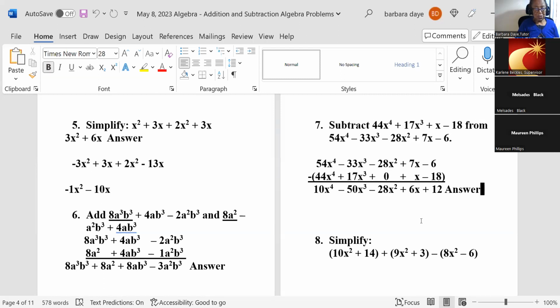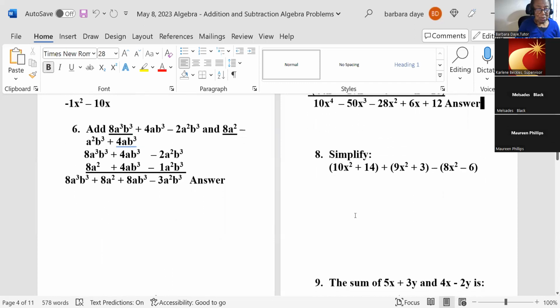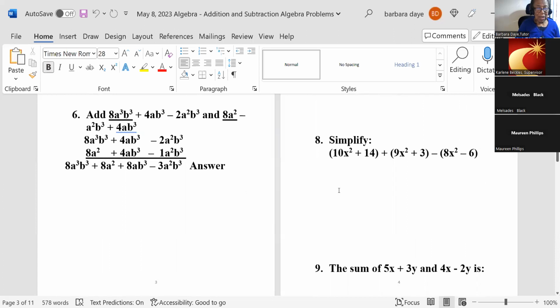Questions? Now you've got to simplify. Now remember, this is combining like terms. So this one should be one that you could just zip right through, right? Combine the like terms. It's 10x to the power 2. Wherever you see x to the power 2, combine those. Wherever you see constants, combine those. And I'll give you a few minutes, you tell me your answer.